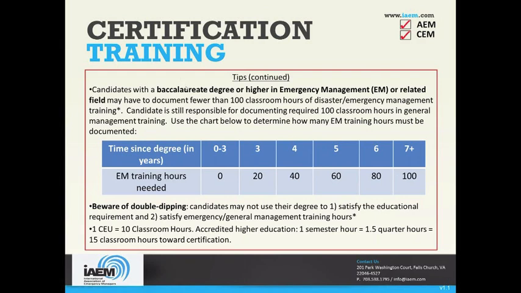If you are using a baccalaureate degree or higher in emergency management towards those 100 classroom hours, there is a table, and it is in the application and in the directions on the website of how many emergency management hours you needed. So if you've gotten your degree in 0 to 3 years, you don't have to put in any emergency management training. You do have to put in a copy of your diploma or transcript that showed you got that degree. If it's been 3, then you're 24, 40 on up until, if it's been 7 or more, you do still have to put in that 100 hours.